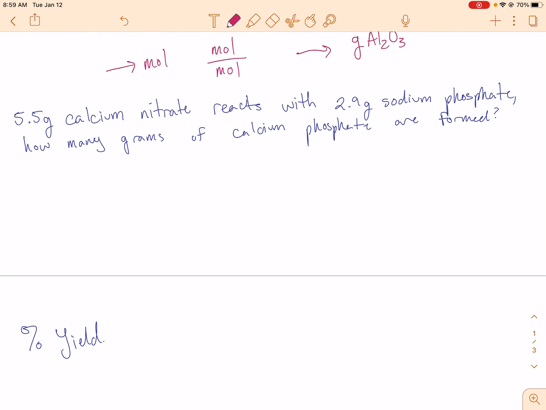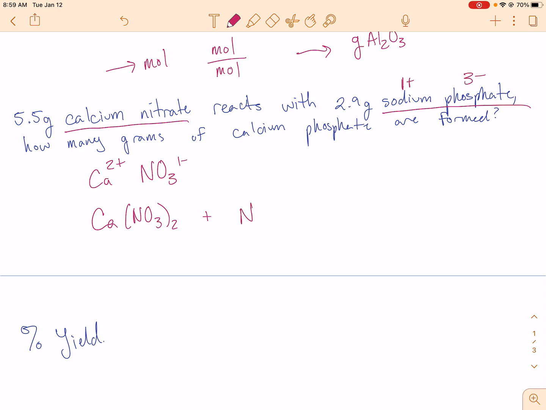Okay, this one says we have some calcium nitrate reacting with some sodium phosphate. Calcium has a 2 plus charge. Nitrate has a 1 minus charge, so it's going to be CaNO3 2. Sodium has a 1 plus charge, phosphate 3 minus charge. It's going to be Na3PO4.